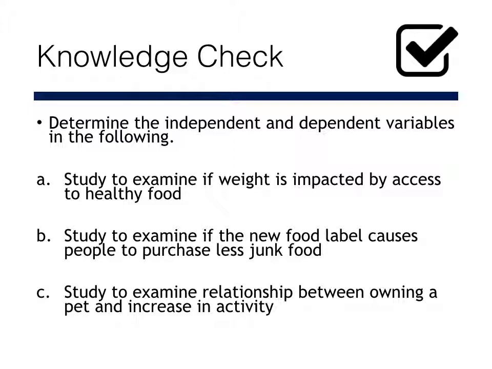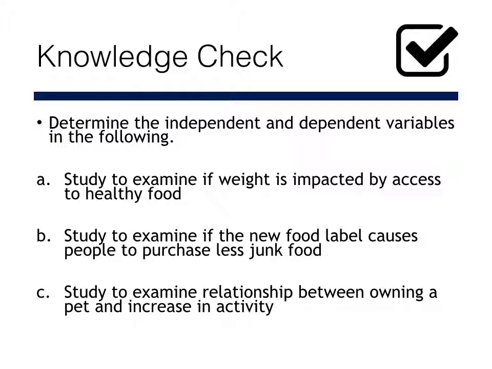All right, let's review the answers. Question A. A study to examine if weight is impacted by access to healthy foods. Access to healthy foods is the independent variable, and weight, which will be what is changed, is the dependent variable.